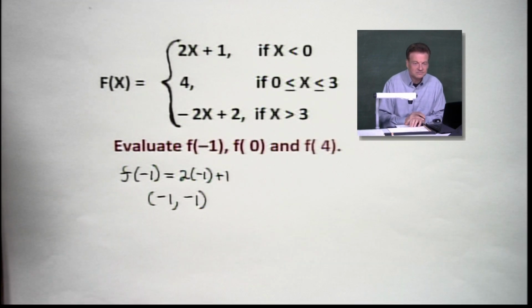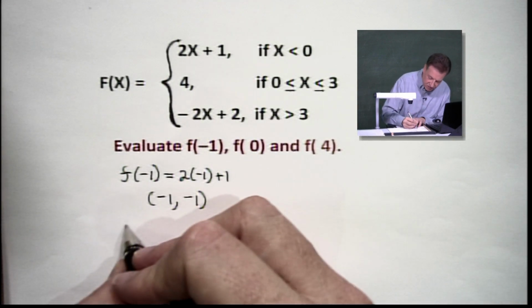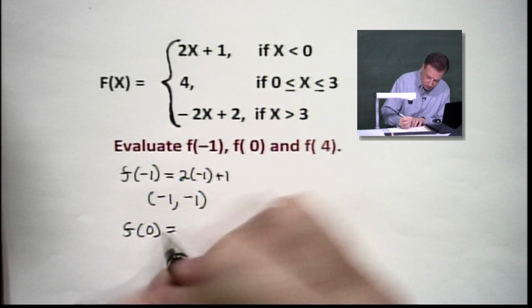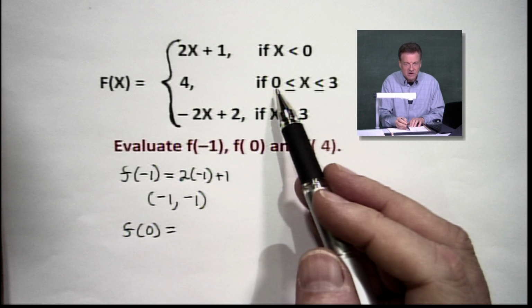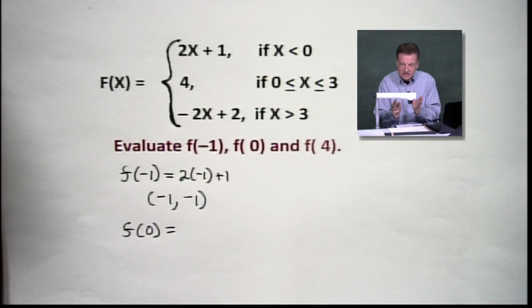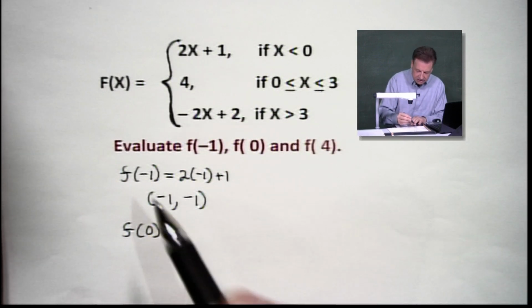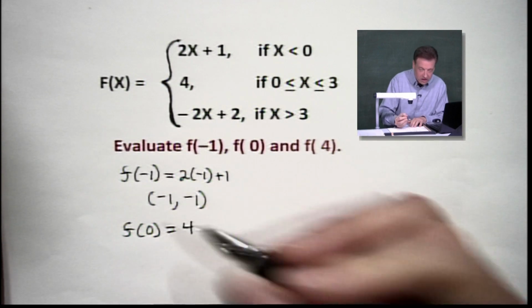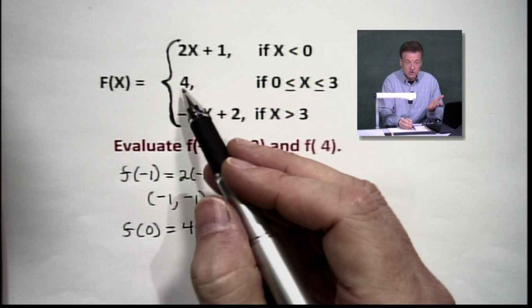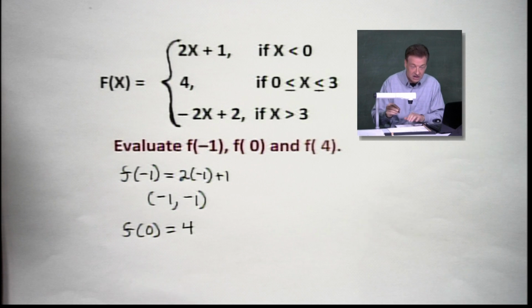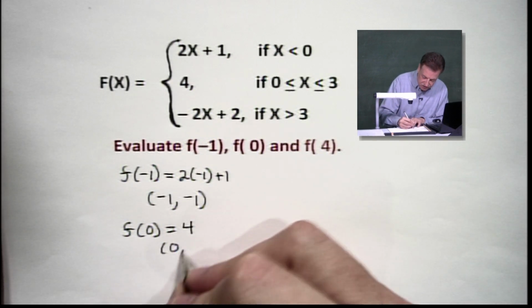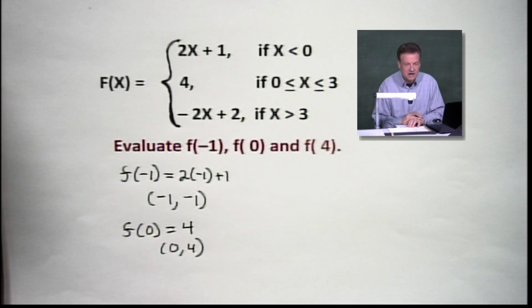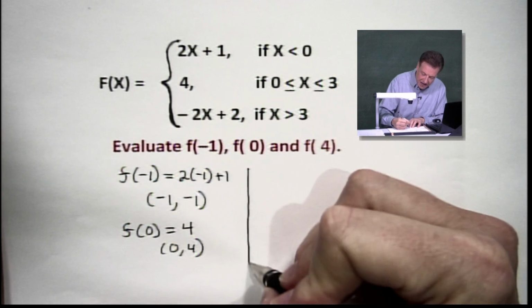You go. All right? Now, for f of 0, remember what I said. If it is 0 to 3, inclusive and anything in between, the answer is automatically 4. We don't have to figure anything out. It tells us, use 4. We're done. Okay? So that ordered pair would be 0, 4. We were looking at ordered pairs on these. Now, what about our last situation?